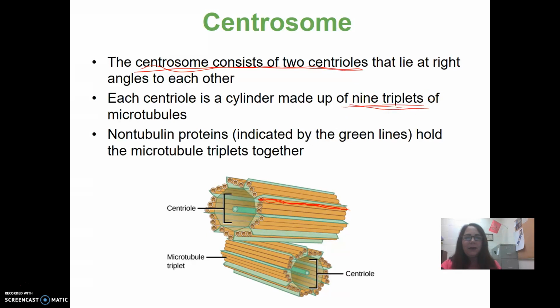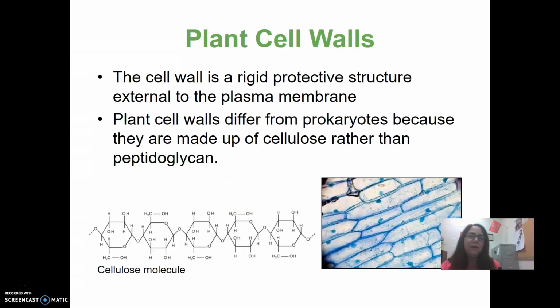And they're bundled together. And the other proteins, which you see in green, are non-tubulin proteins that hold the microtubule triplets together. So in animal cells, these centrioles make up the centrosome, and they assist in cell division. In the plant cell, the cell wall, which is outside of the plasma membrane, gives it extra protection. It is composed primarily of cellulose, unlike the cell wall of bacteria, which is composed of peptidoglycan.